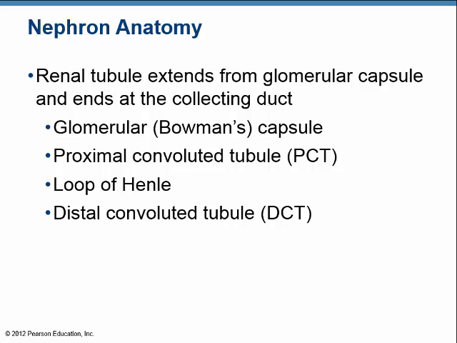The renal tubule extends from the glomerular capsule to the collecting duct. The four parts of the renal tubule include the glomerular capsule, also known as Bowman's capsule, the proximal convoluted tubule, the loop of Henle, and the distal convoluted tubule.